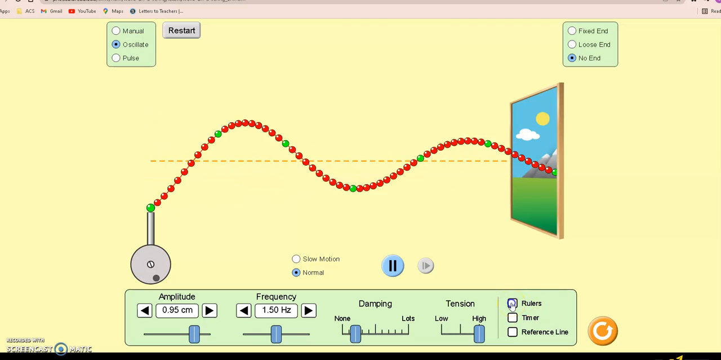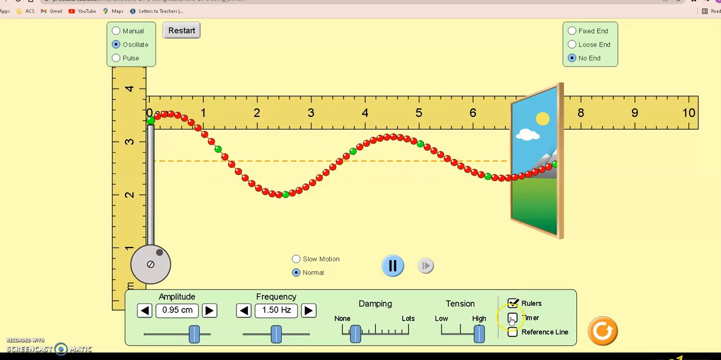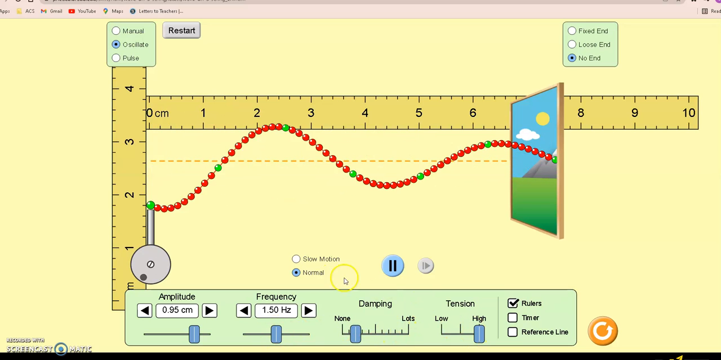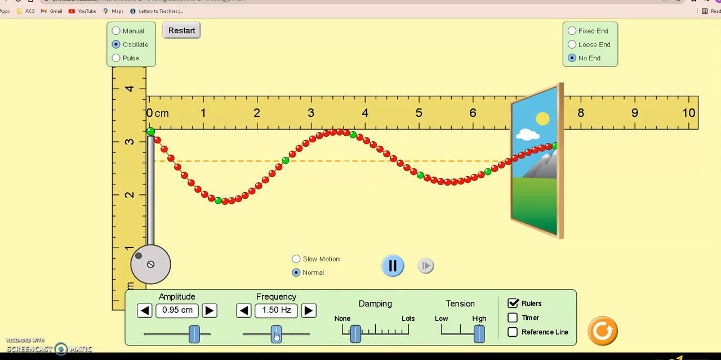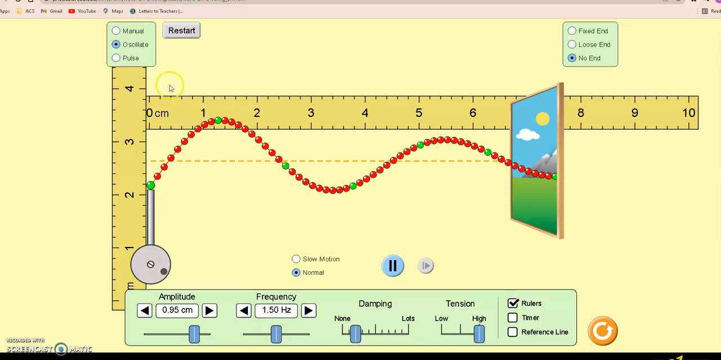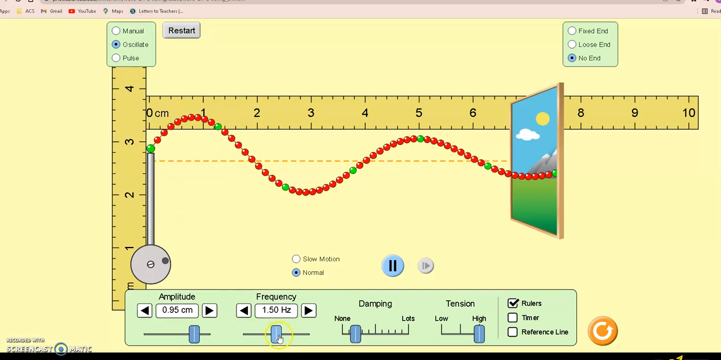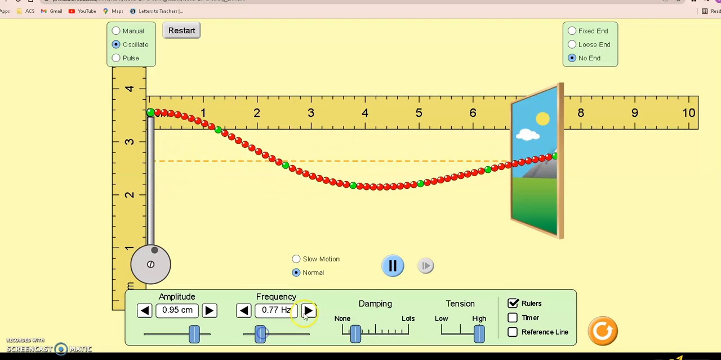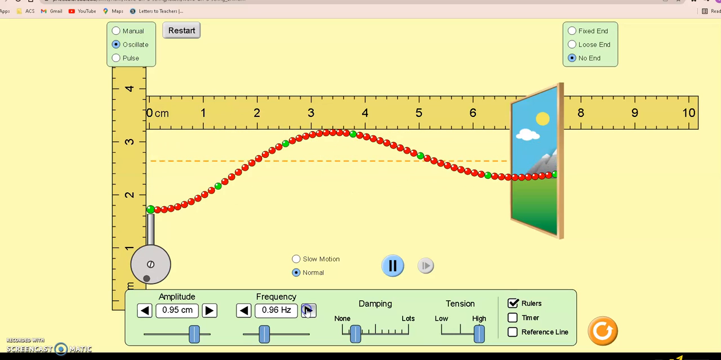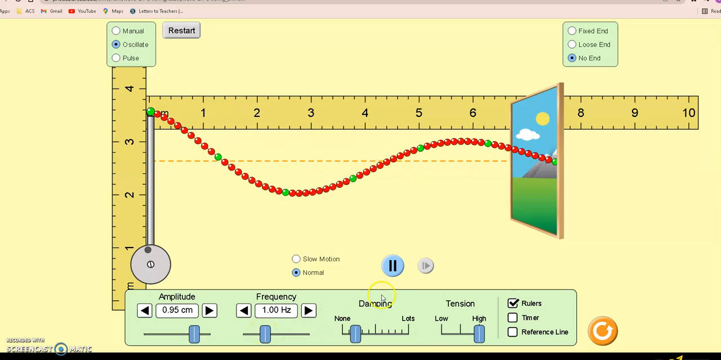Okay. Also, you want this ruler to come up. You want to click on rulers. You want it to be showing. Okay. And once you start, the only thing you're going to be changing is this frequency. Okay. And it says start at 1.0. I believe the first number is 1.0 hertz. So I'm going to go down to 1 hertz. And if you're not sure, you can get it to the right number by clicking these arrows. You can slide it, but sometimes I can't get it right at the right number by sliding it.